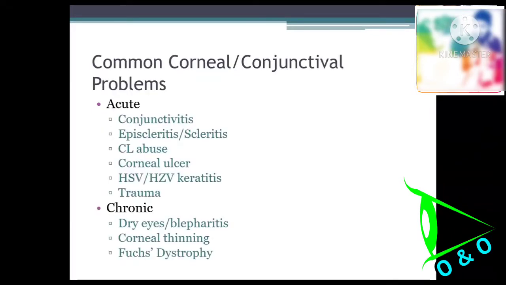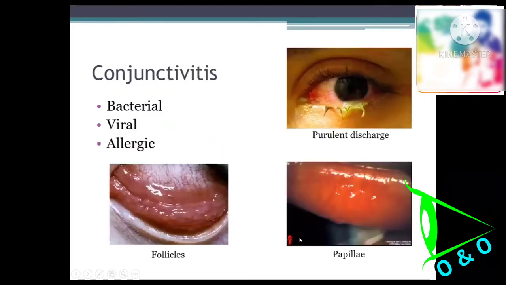All right, next, common corneal and conjunctival issues. I'm going to go over all these issues here. These are bread and butter. The acute category are things you're going to see on call. Chronically, you might see some of these on call, but I typically will see a lot of these in my clinic.